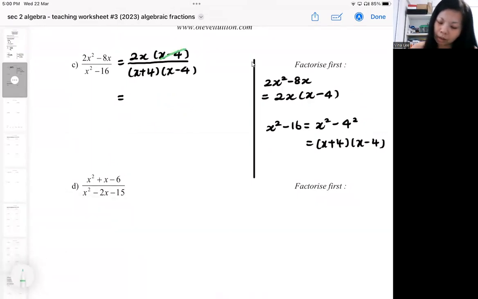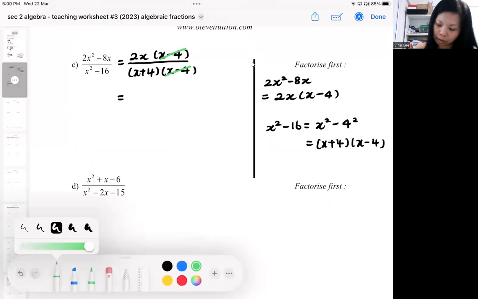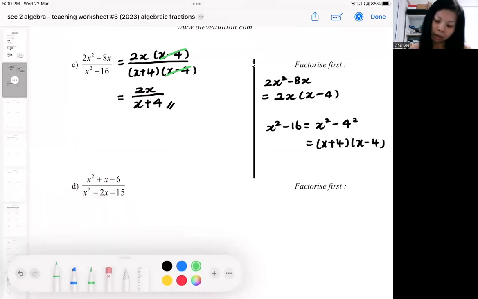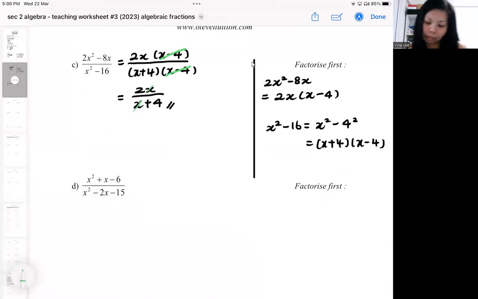So the 2 identical brackets can be cancelled. And you are left with 2x over x plus 4. And that's the final answer. No more cancellation. Some students will go and cancel this. This is a plus. You cannot cancel.